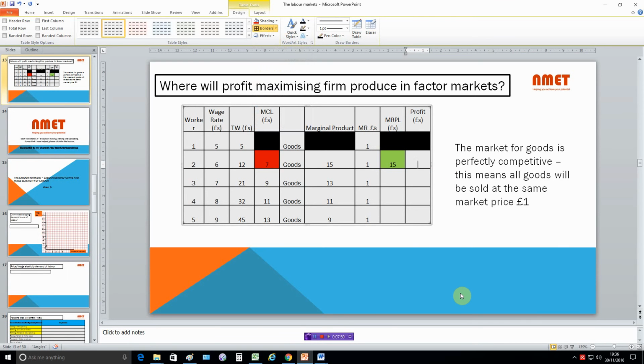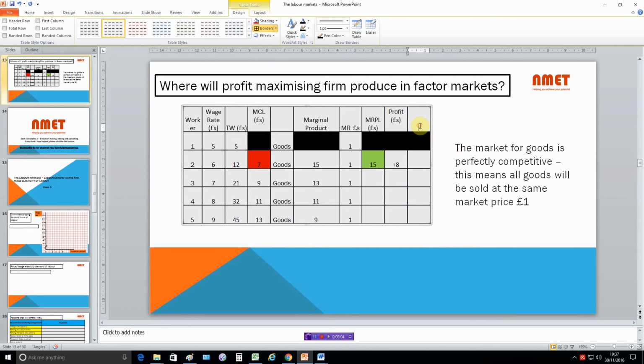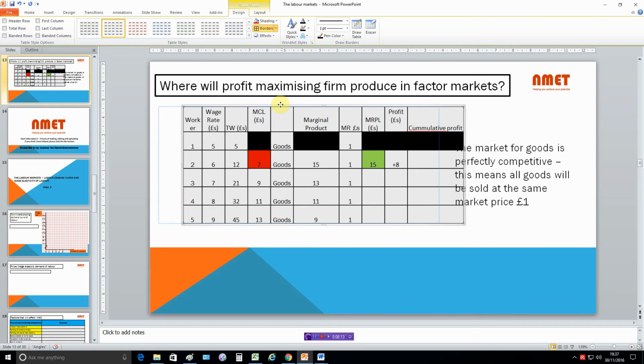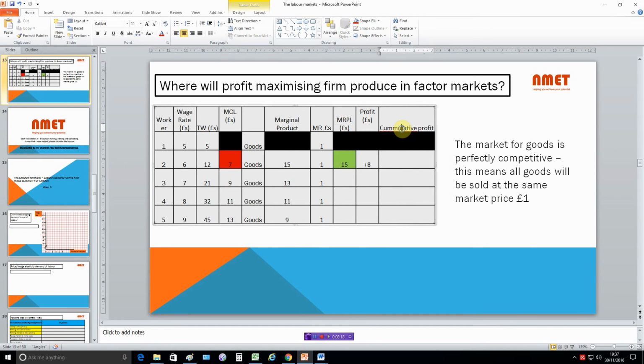How much would that be? That'd be 8. And it's contributing 8, isn't it? So the total profit is actually going up. This is the profit. What I'll do is add another column right to it, and I'll say this is cumulative profit. Now, the cumulative profit is plus 8 over here.